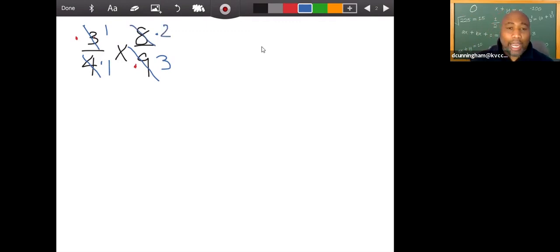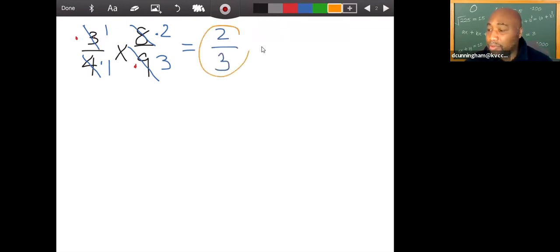In this case, notice what I have in blue. I'm going to multiply 1 times 2 for the numerator, which is 2, and 1 times 3 is 3. And that's my answer in simplest form. When I do it in that particular way, it gives me the answer in the simplest form.